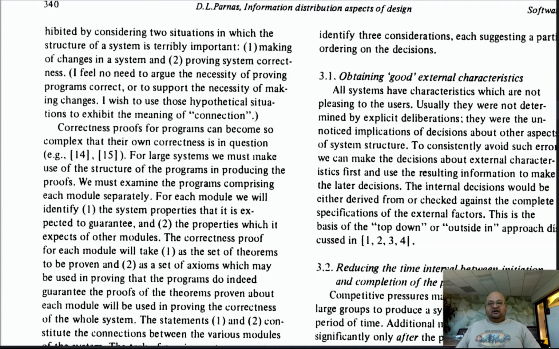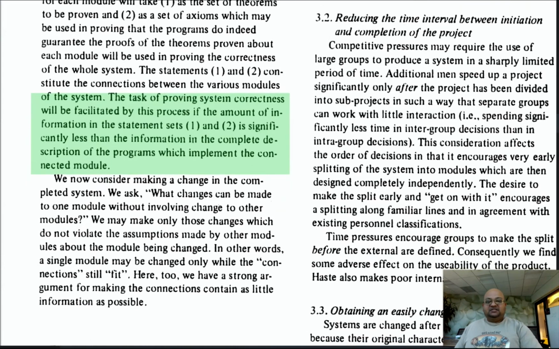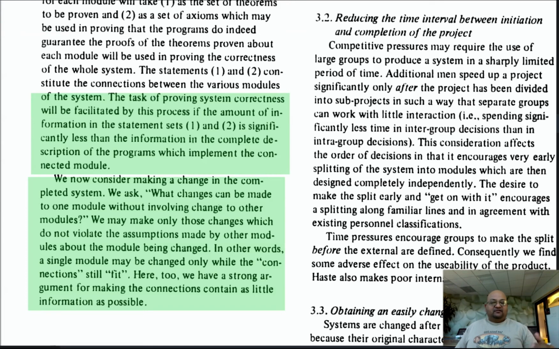And you can begin to understand the implications of that definition if you look at two common things that we want to do with our systems. We want to make changes to them, and we want to prove them correct. And in both those situations, it is the assumptions about other modules which either make proofs much harder or make changes to a system much harder. If we're changing a part of a system, we have to ask what other parts of the system this change is going to affect. Those are the assumptions that all those other parts of the system have made about this one module.